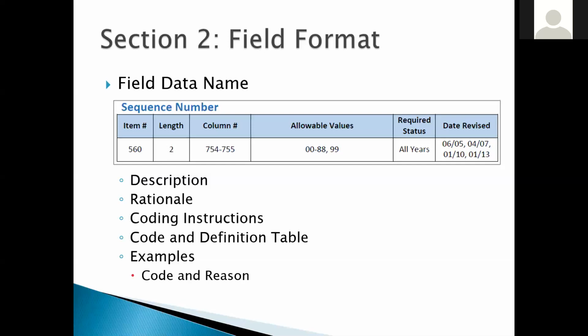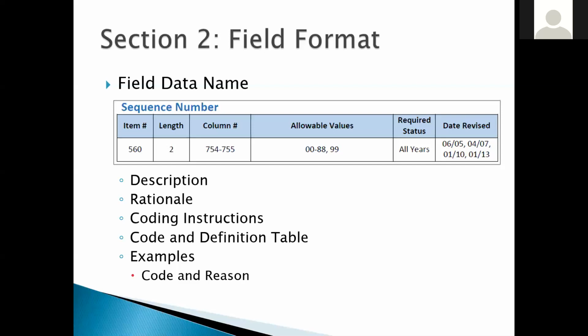Next is the years that that data item is required to be recorded. This data item, sequence number, must be collected no matter what year the patient was diagnosed with their cancer. Then the revision dates are listed. A date is listed every time this data item has been updated or revised. So this format is used for every data field in the manual.